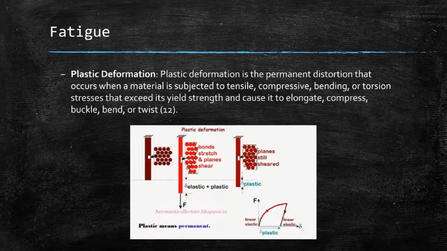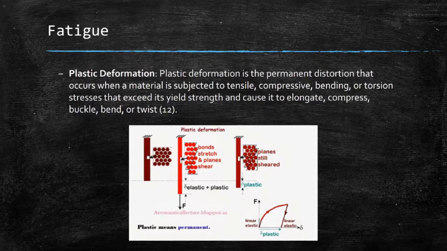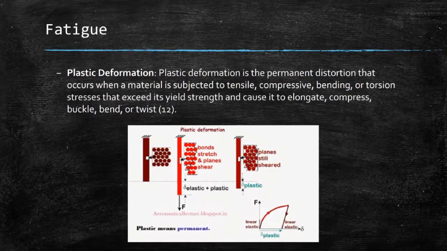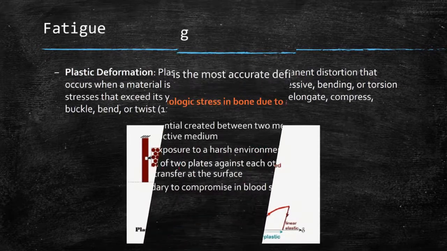Plastic deformation is when a force over a certain threshold causes the atomic structure of a material to stretch and shear, permanently deforming the material. Under this threshold, the bonds just stretch, allowing the material to return to its original shape.